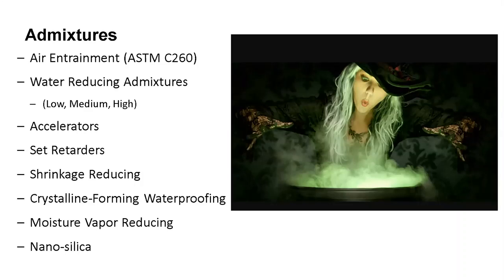We might use different crystalline forming waterproofing admixtures in a foundation wall to keep water from passing through the wall. Or often on slab on grade or slab on metal deck, we might use the moisture vapor reducing admixture anytime we're gluing something down or we're worried about moisture coming out of the slab and affecting our finishes. And we might also use the nano silica. This is a more recent admixture to help with the finishing of the concrete or the durability of it.